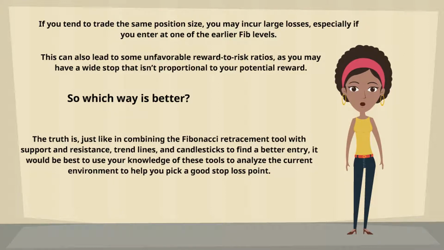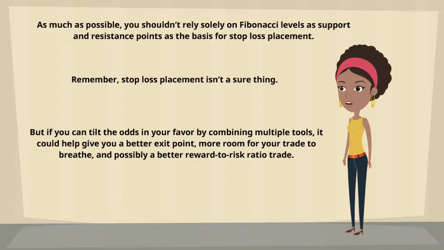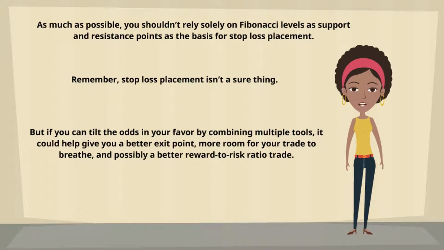The truth is, just like in combining the Fibonacci retracement tool with support and resistance, trend lines, and candlesticks to find a better entry, it would be best to use your knowledge of these tools to analyze the current environment to help you pick a good stop-loss point. As much as possible, you shouldn't rely solely on Fibonacci levels as support and resistance points as the basis for stop-loss placement. Remember, stop-loss placement isn't a sure thing. But if you can tilt the odds in your favor by combining multiple tools, it could help give you a better exit point, more room for your trade to breathe, and possibly a better reward-to-risk ratio trade.